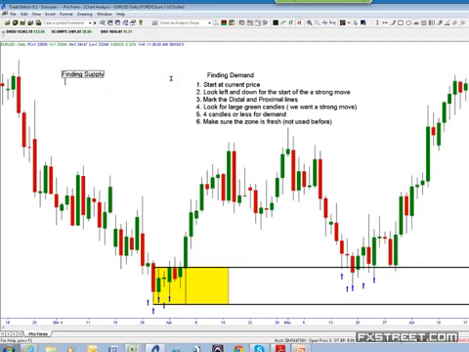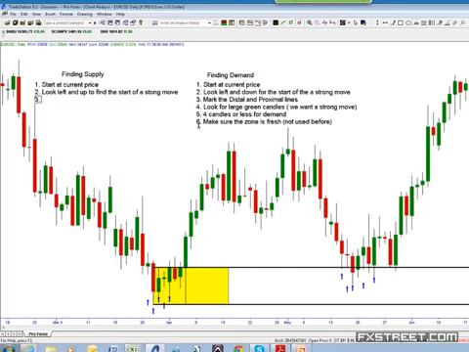So if we're trying to find an area of supply, we're going to again start at current price. I'm going to look left and up to find the start of a strong move. And let's go ahead and edit this so it doesn't run into each other. There we go.